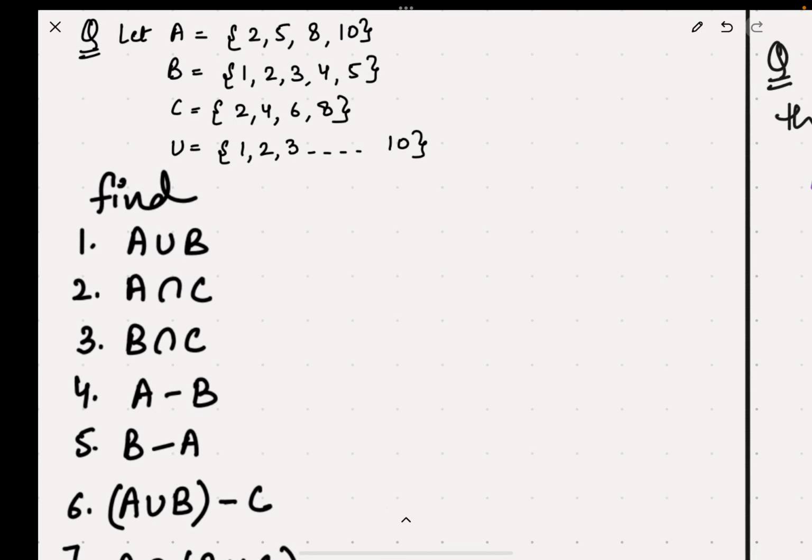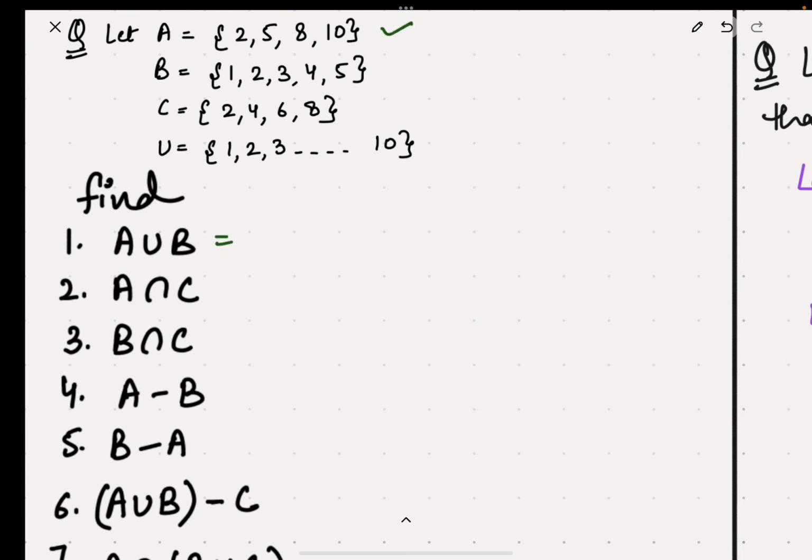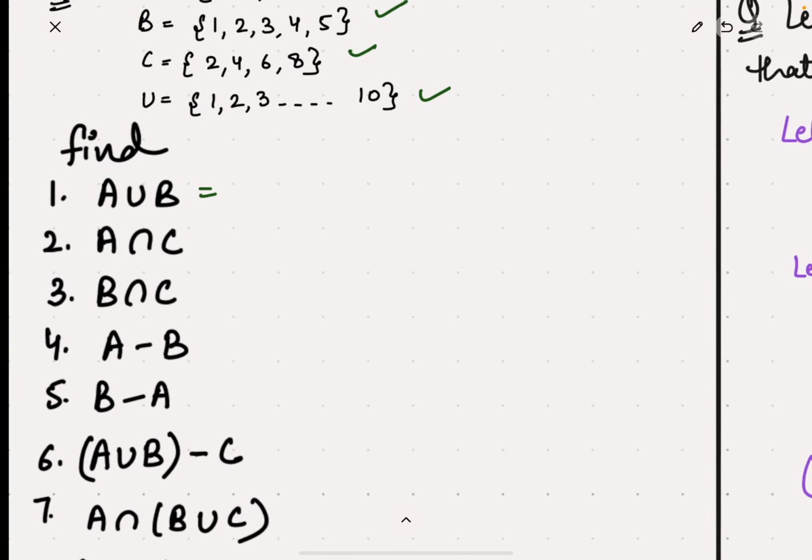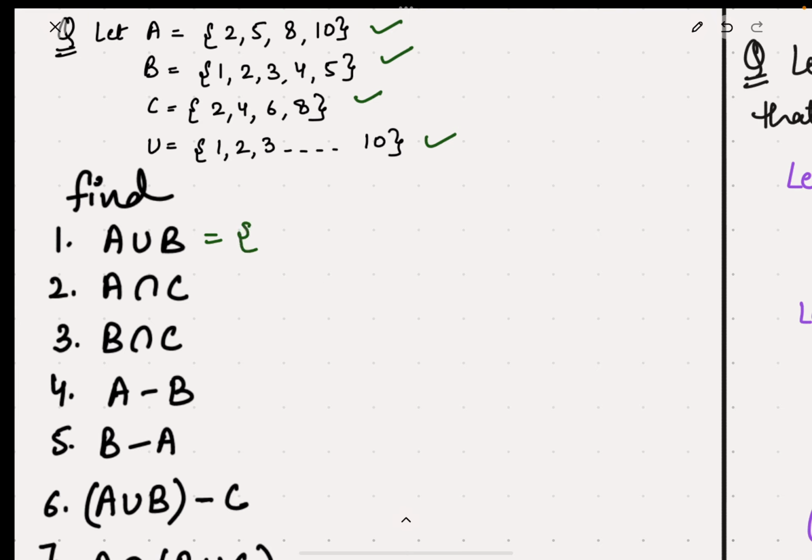Now let's solve one question where sets A, B, C are given and the universal set is also given. So let's solve these parts. First one is A union B. A union B, of course, in the result we will have all the elements of A firstly, that means 2, 5, 8, 10. Then all the elements of B, but remember no repetition is allowed. So we can have 1 here, 2, we cannot write 2 again because 2 is already there. 3, yes, we can write it down. 4, yes. We cannot write 5 because 5 is already present. So this is the solution for A union B.